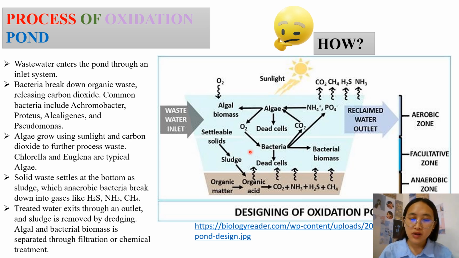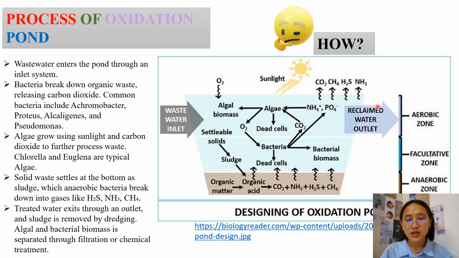Then the remaining non-biodegradable or solid organic waste settles down at the bottom of this pond as sludge. Then the anaerobic bacteria convert them during the night in the absence of oxygen. The anaerobic bacteria first convert the insoluble organic waste into soluble organic acids like ethanol. Then the decomposition of organic acids by the anaerobic bacteria releases hydrogen sulfide, ammonia, and carbon dioxide as well. The treated water is released out through the outlet system of the stabilization pond.